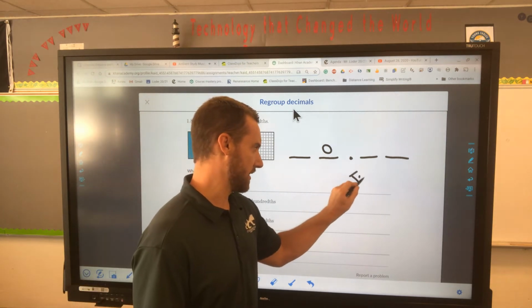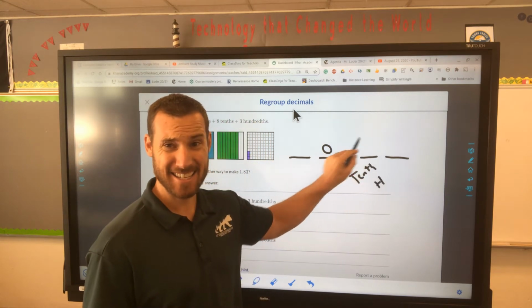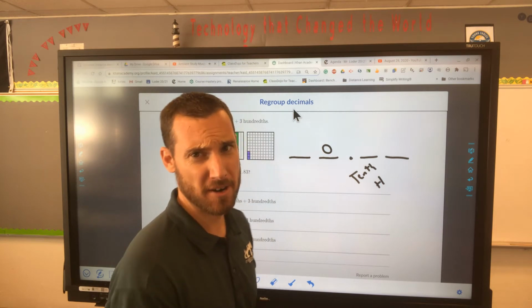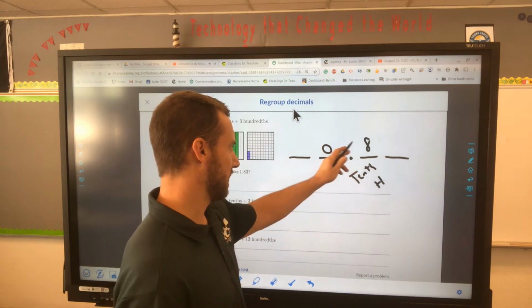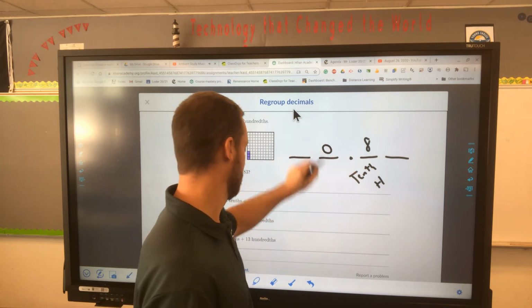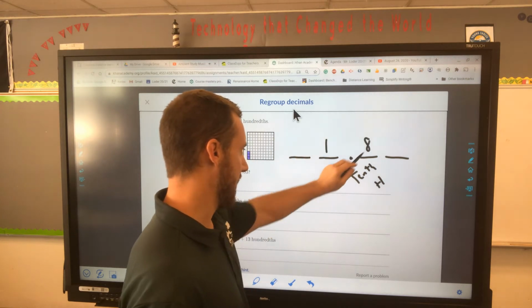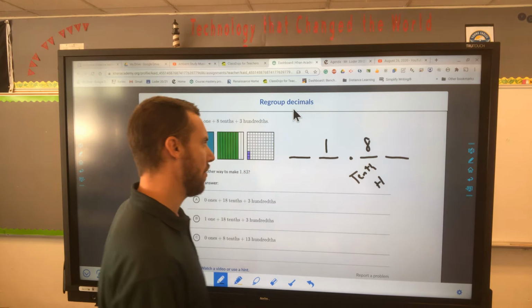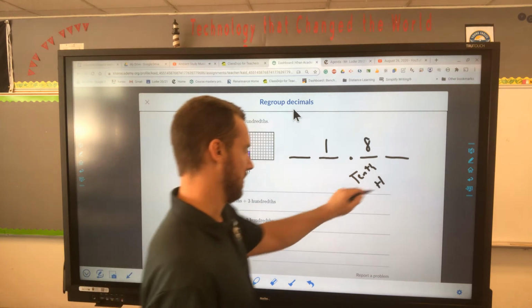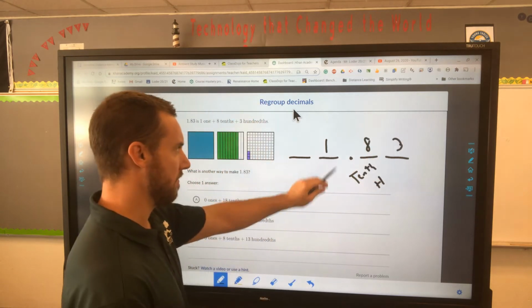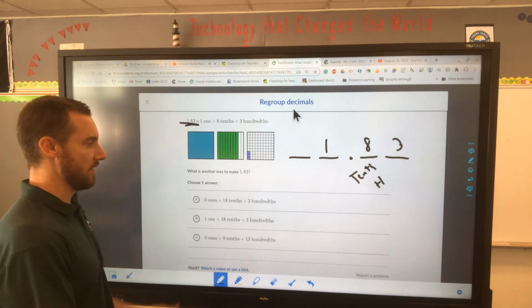Well, this is the tenths place, right? Tenths place, and this is the hundredths place. Could I write an 18 there? What would happen if I wrote an 18? I would put an 8 right there, and then I would have to put the 1 over here, right? So let's put the 8 there, and then the 1 over there, and then we have 3 hundredths. Put a 3 in the hundredths. 1.83. That's what we started with. So that is the correct answer.